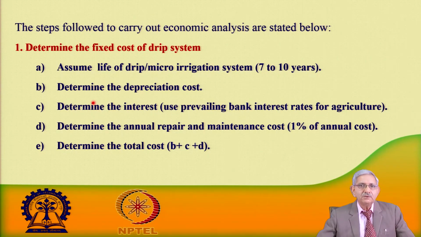So, when the economic analysis is carried out, it involves certain steps. These steps are stated here. We assume here that the life of the drip system, that is your micro irrigation system, varies from 7 years to 10 years. In fact, based on my own personal experience, whatever systems we installed in our field are that old and still these components are functional.